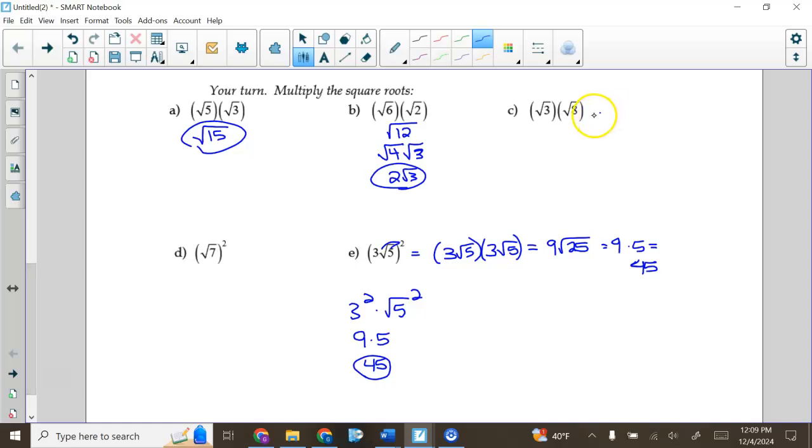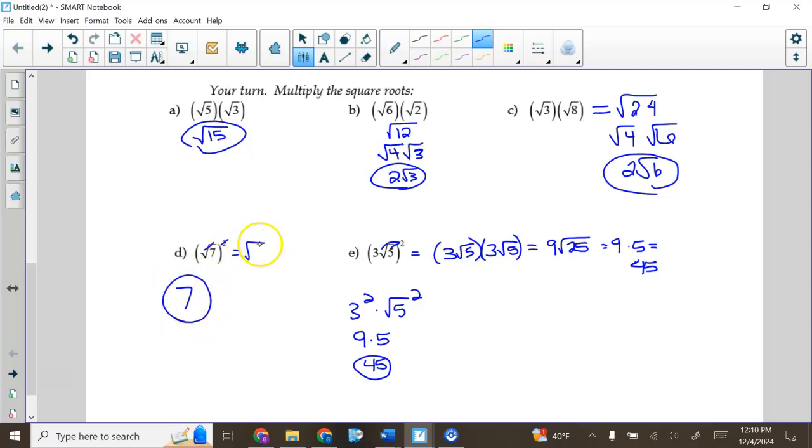All right, so C, if we multiplied them, we would get square root of 24, but then we can simplify that to be square root of 4 times square root of 6, or just 2 times the square root of 6. And you could have actually simplified the 8 first, if you wanted to, making it 2 square root of 2, then multiply. All right, square root of 7 squared. Again, the square and the square root cancel, so it's just 7. If you wanted to rewrite it twice, you can get square root of 49, which again is 7. All right, let's go to the back.